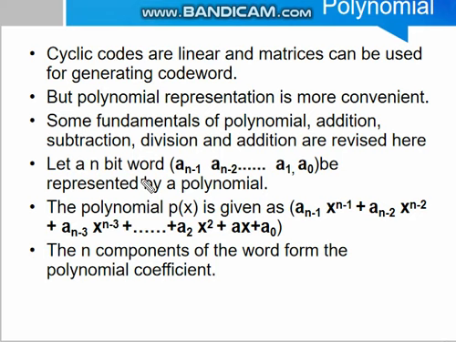So let us consider an n-bit word an-1, an-2, up to a1, a0. The polynomial representation of this is equal to an-1 x to the power n-1, plus an-2 x to the power n-2, plus an-3 x to the power n-3, and so on, plus a2 x squared, plus a1 x, plus a0. The n components of the word form the polynomial coefficients.